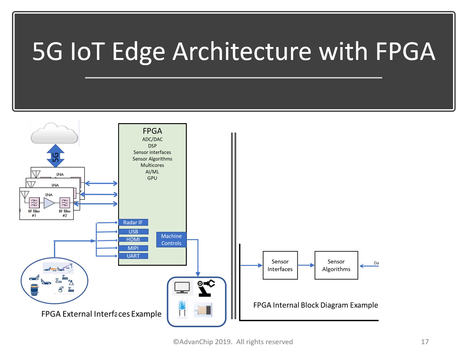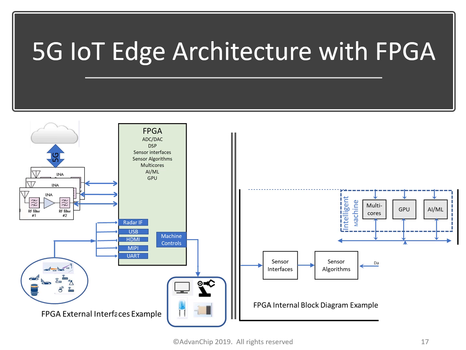Let's look at the right-hand side FPGA internal block diagram example to see how FPGA processes the information and data. First, FPGA starts receiving sensor data through the sensor interface. A sensor algorithm is used to process and extract information from the sensor data, then send the useful information to the intelligent machine, which includes multi-core GPU and AI and machine learning blocks. The intelligent machine is the brain of the FPGA. It can be simple logic or a complex inference model.